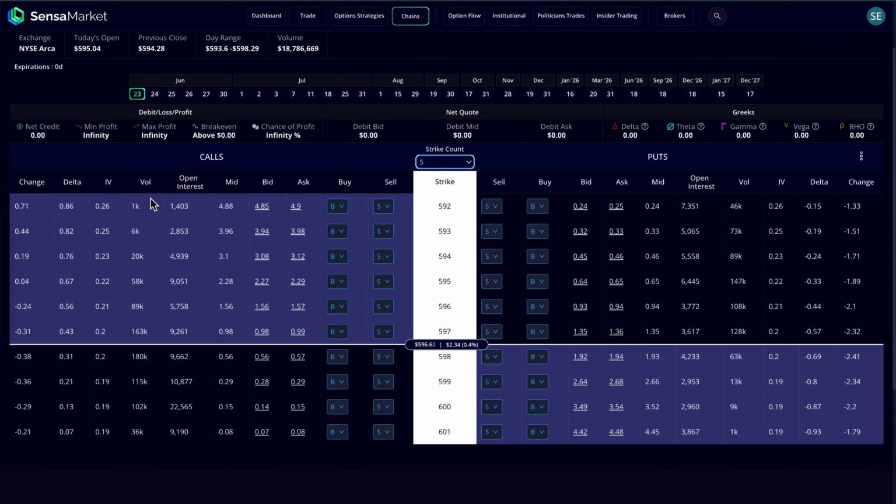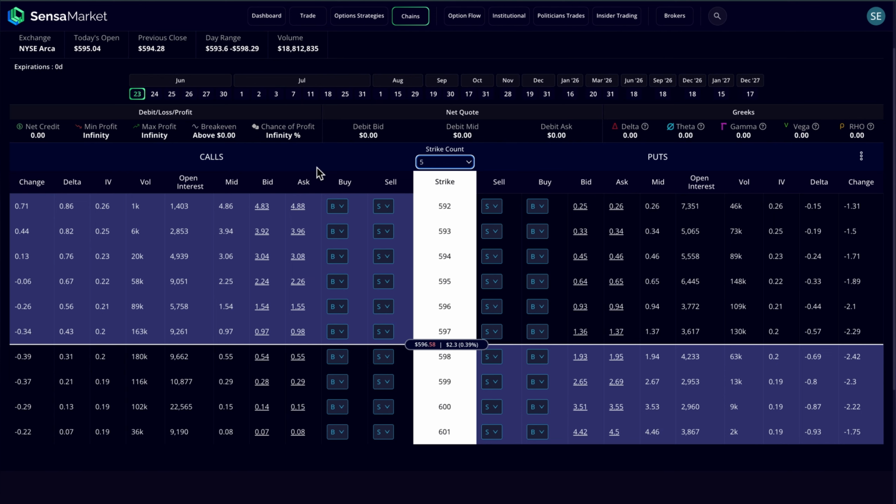Volume is the number of contracts traded for that option today. Open interest shows how many contracts are still open and not settled. High volume and open interest usually signal strong trader interest. Mid is the average of the bid and ask prices, often considered a fair value. Bid is the highest price a buyer is willing to pay, the price you'd get if you sell. Ask is the lowest price a seller is willing to accept, the price you'd pay if you buy.